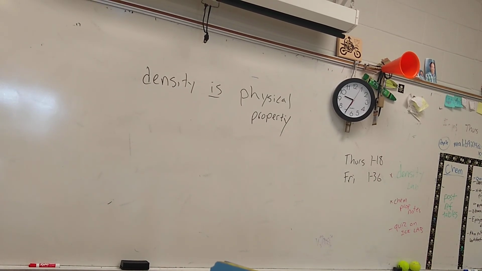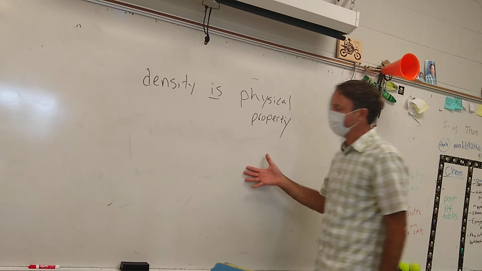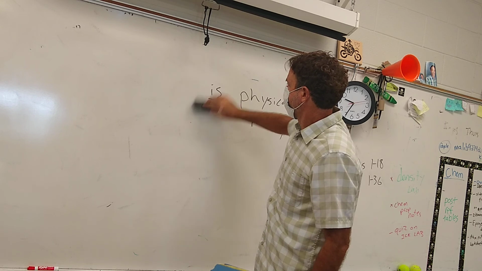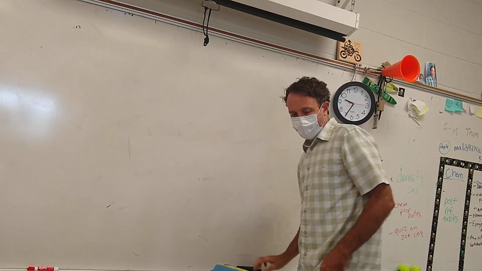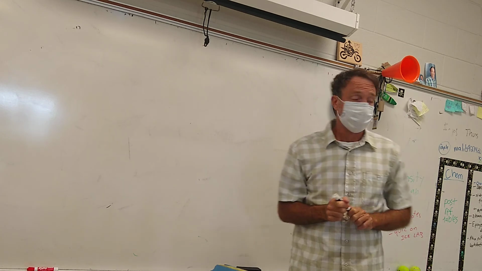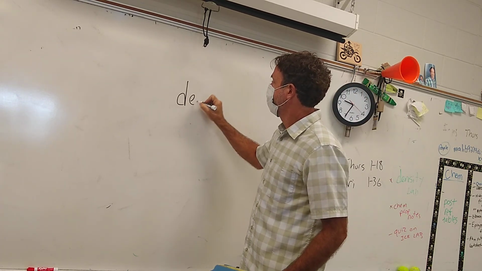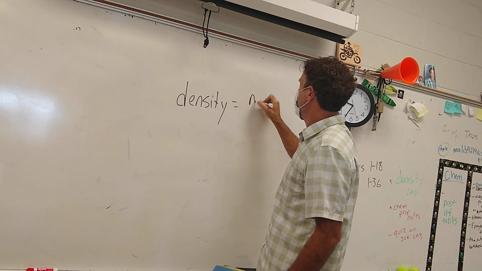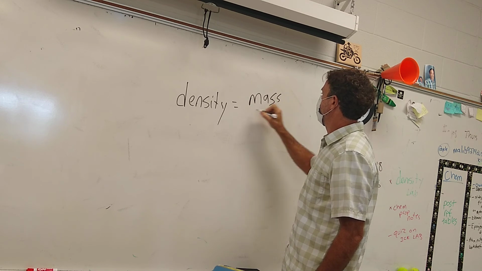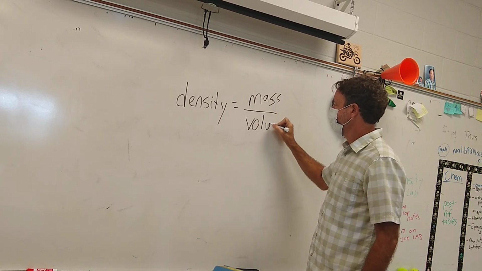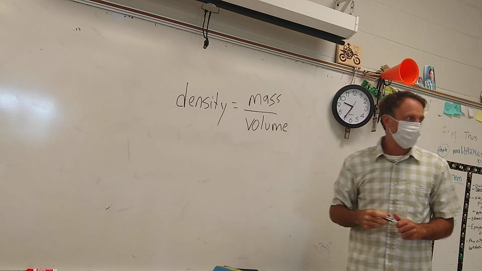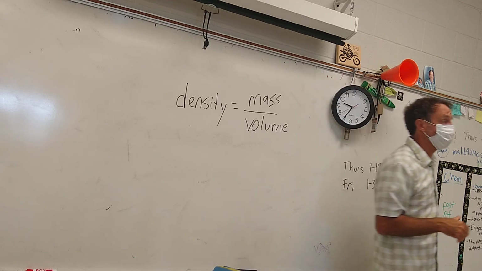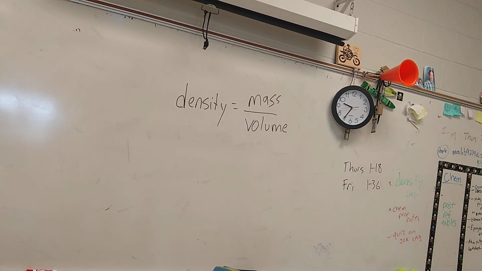So density is a physical property. It's not a chemical property of a substance. Density is a physical property, all right? And it's a calculation. The density of an object is equal to its mass divided by its volume. Okay? This is a formula you're already familiar with. I'll be very surprised if you haven't talked about density before, right?